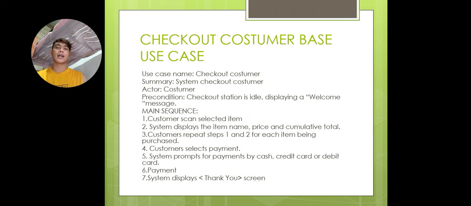So number one, sequence ani niya kay customer can select item. Number two, system displays the item name, price, and cumulative total. And number three, customer repeats steps 1 and 2 for each item being purchased. Number 4, customer selects payment. And number 5, system prompts for payment by cash, credit card, or debit card. And number 6, payment. Number 7, system displays, dapat sad kay ang pang last na kay magpasalamat sa customers like ma'am, thank you, like that.